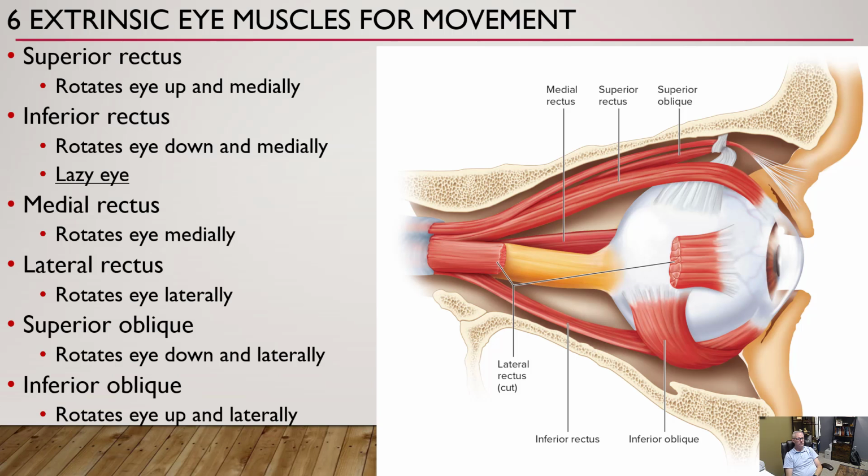Now, if you have ever seen someone with a lazy eye, that's usually a problem with your inferior rectus muscle. Typically, you're going to wear an eye patch over your good eye and let your lazy eye work on building up the strength of that inferior rectus muscle.